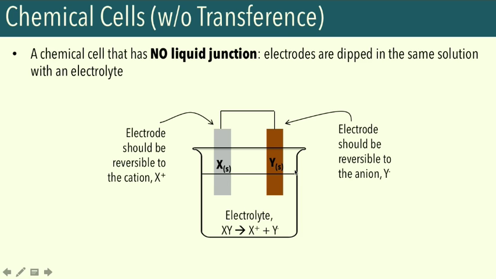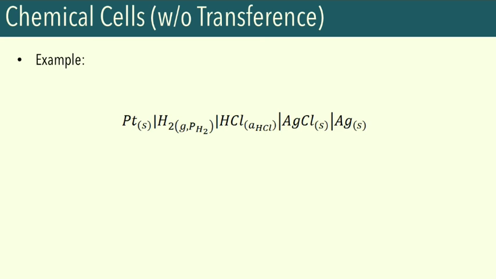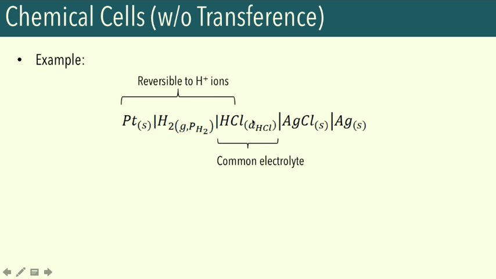Okay, so let's check out an example to make this a little bit more concrete. In this particular example, we have our hydrogen electrode set as our anode and our silver-silver chloride electrode set as our cathode. The common electrolyte, or the solution in which our electrodes are dipped, is HCl. We can see here that our H plus ions are the ones involved in our anode half reaction, and our chloride ions in our common electrolyte are the ions involved in our cathode half reaction.